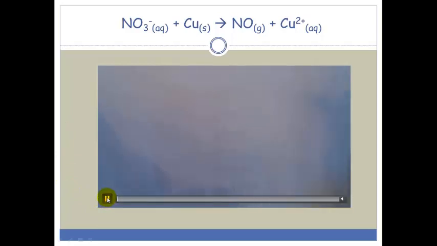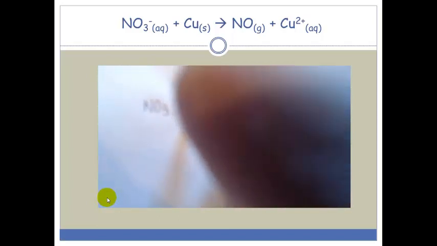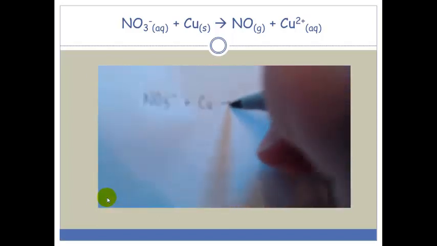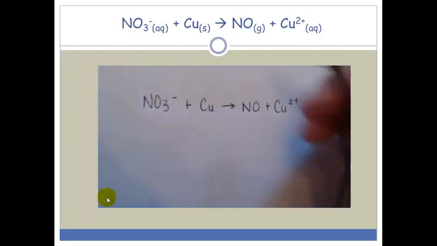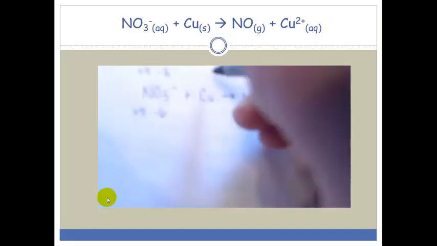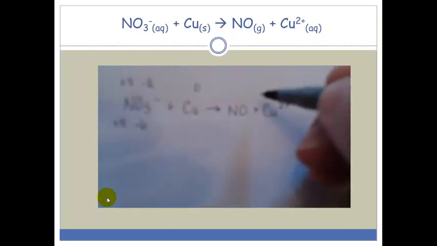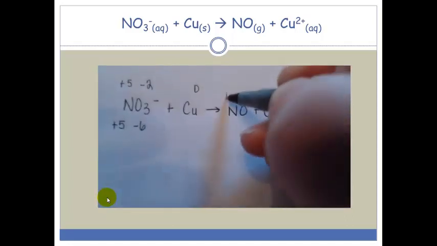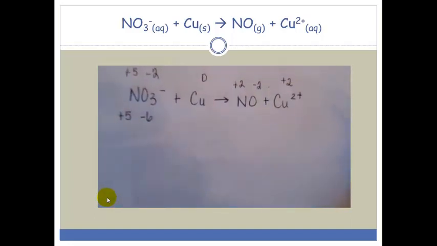So the first step is that you have to go through and assign oxidation numbers to determine what is being oxidized and what is being reduced. So we know O is -2 for a -6 total, which means N must be +5. Copper is 0. O is -2, so N is +2, and copper is +2.